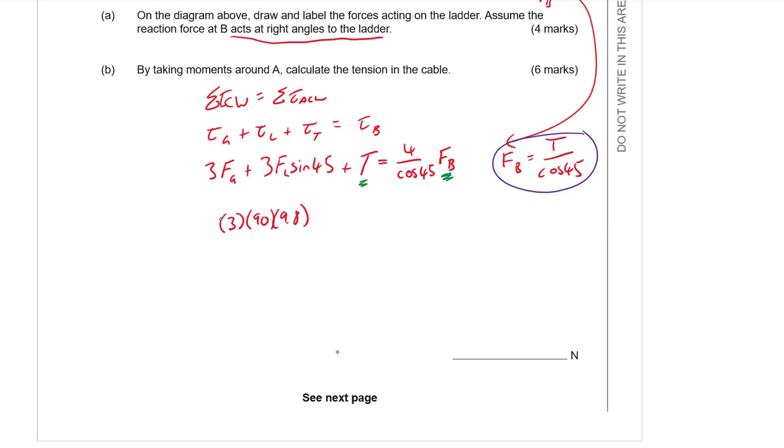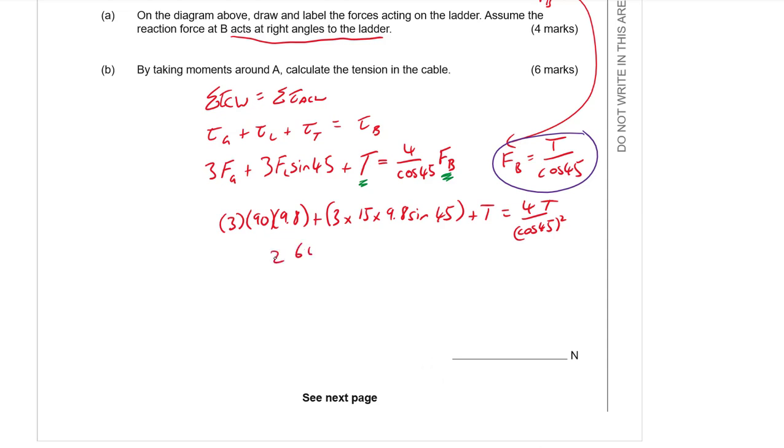99.8. And the next one, 15 times 9.8. So you can just substitute an mg instead of the F, like I have. The answer key doesn't use FL or FG, they just use mg. Plus the tension, and that's going to be equal to 4 over cos 45 squared times T. Okay, so now I can keep working through that.